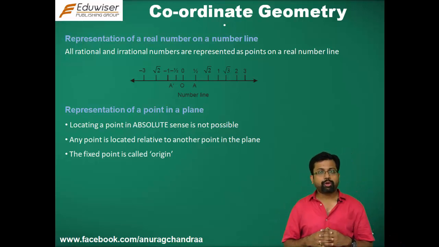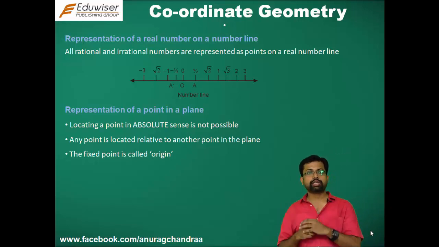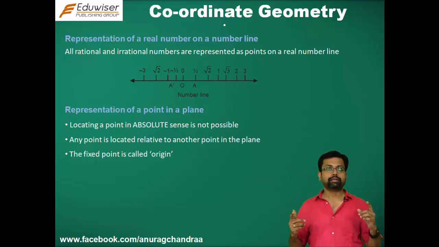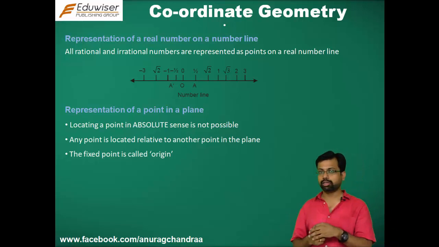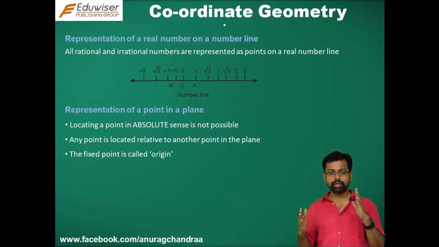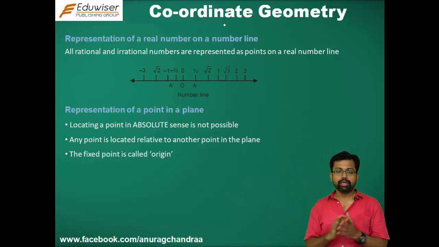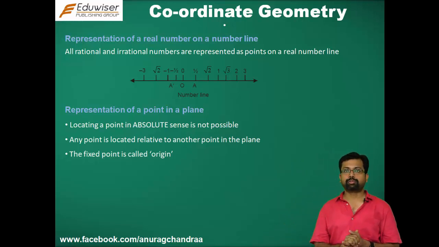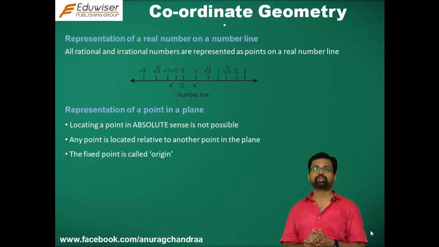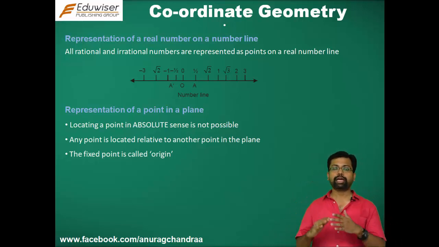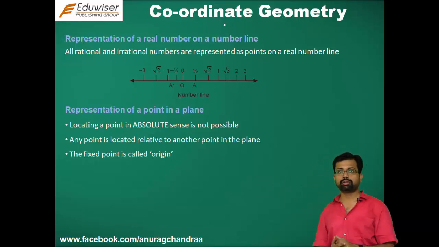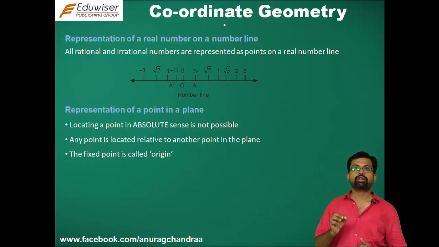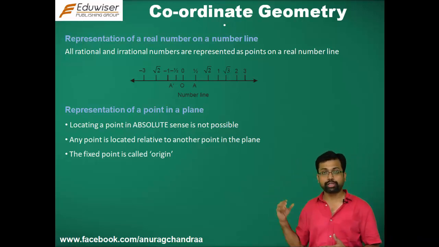How do we represent a point in a plane? We are here representing a point or a number on a line. How do we represent a point in a plane? A plane will have two dimensions, the horizontal and the vertical. So it will be encompassing a complete plane. So locating a point in a plane in an absolute sense is not possible. A plane would be any flat surface. For example, the board that you see behind me, that's a plane. So you choose any point in this plane, you cannot absolutely define its location.